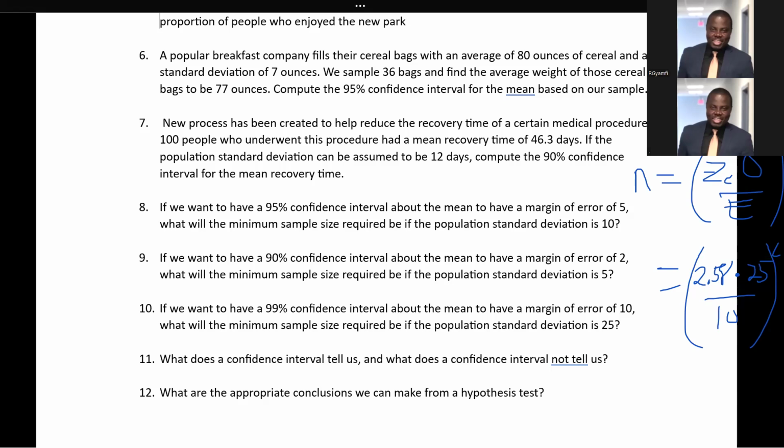So now you go to your calculator. Remember PEMDAS, you've got to solve what is in the parentheses first. 2.58 times 25 divided by 10. That gives me 6.45. And then you put the squared. We've got 41.6025. And remember what we said in class.